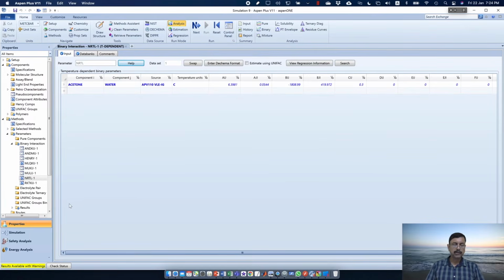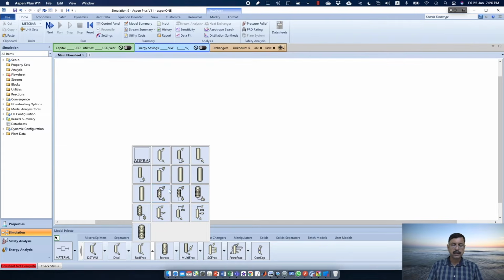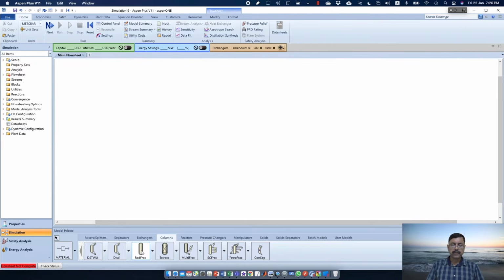Run it. Go to simulation. Now here although you are using RadFrac, this kind of icon is not very suitable for you because this icon has condenser and reboiler units with it. Instead, you can use an icon of this nature which doesn't have any condenser and reboiler. So you are using the same model but with a different icon. It is just a cosmetic difference, nothing else. All the prevailing equations with the RadFrac remain the same.